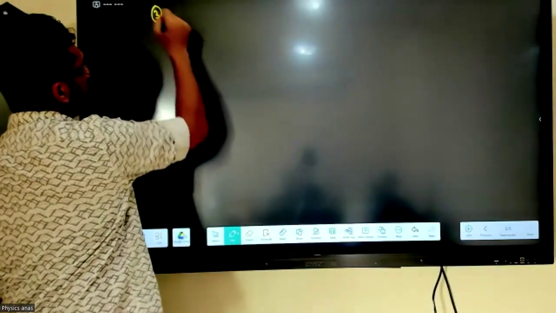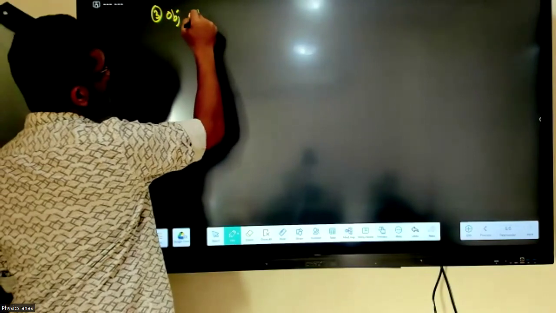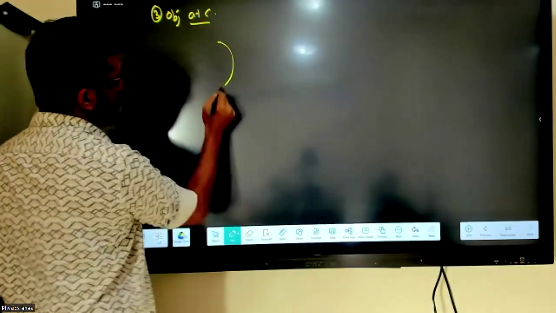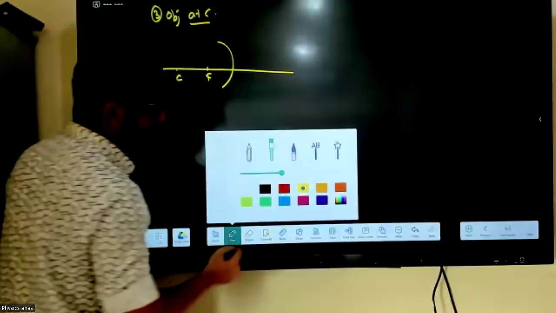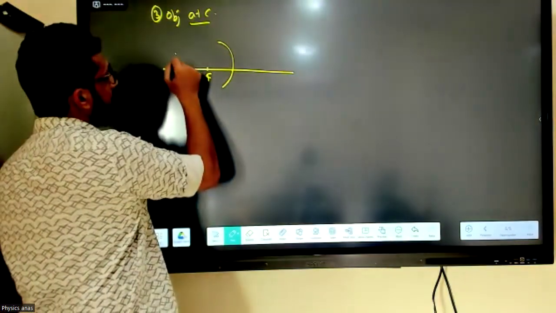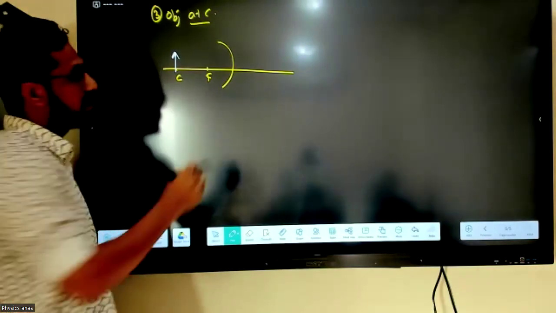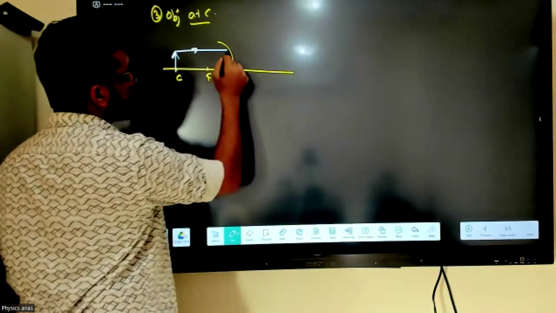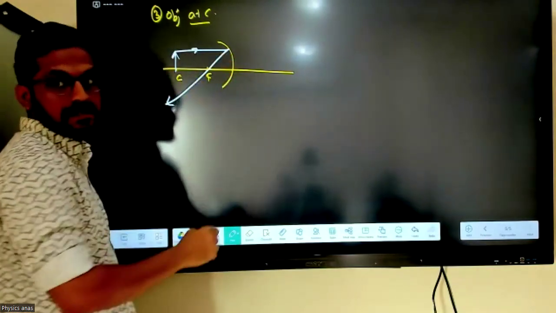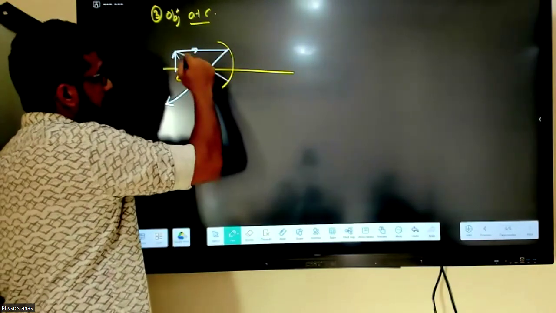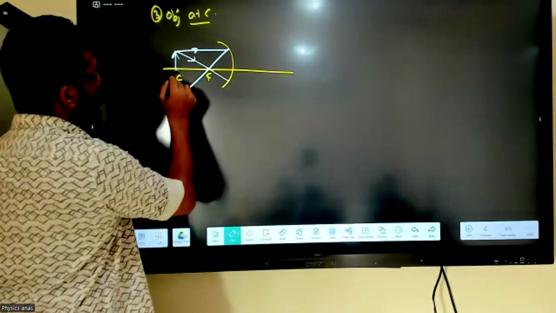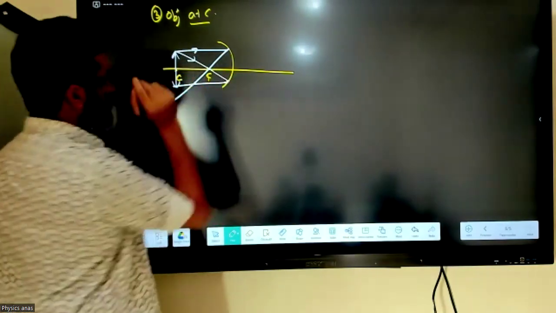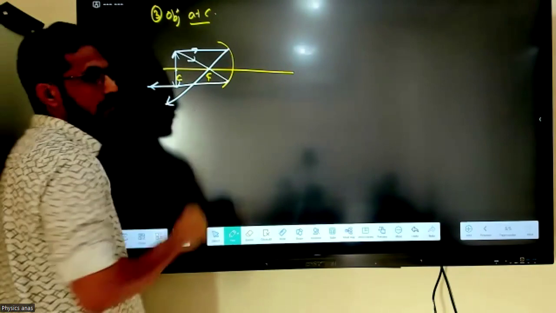What is the third one? Object at C. This is our mirror, this is our F, and this is our C. Now the object is at C. The first light ray is like this, passing through F, and the second light ray passes through F like this, and they join at a point here.